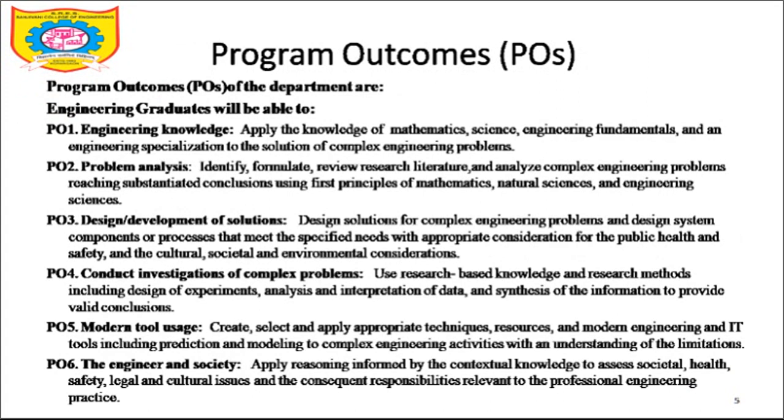Now there are 12 POs, so I will just read the initial names, meaning what each indicates. PO1 is a program outcome. What is the output of our program? So our ENTC as a program, what outcomes are we expecting?